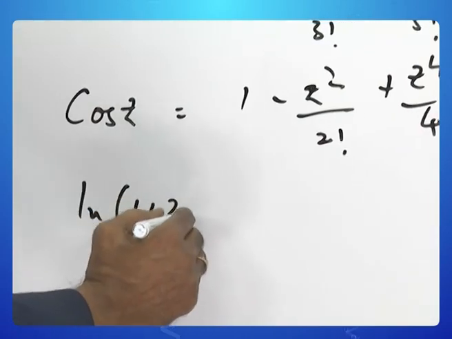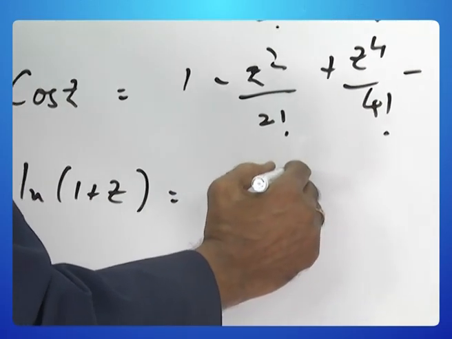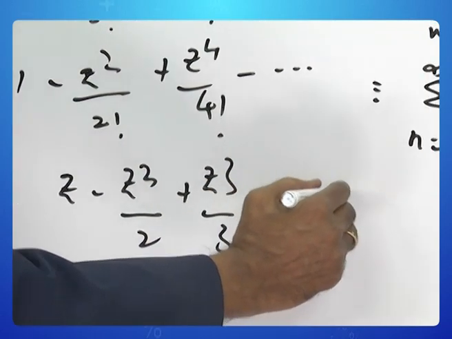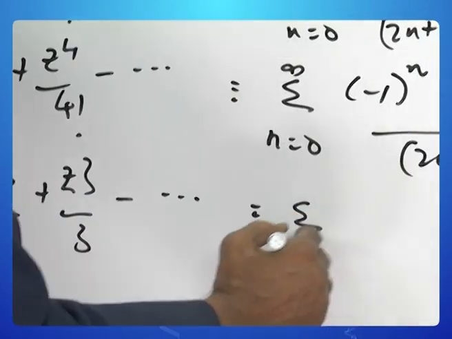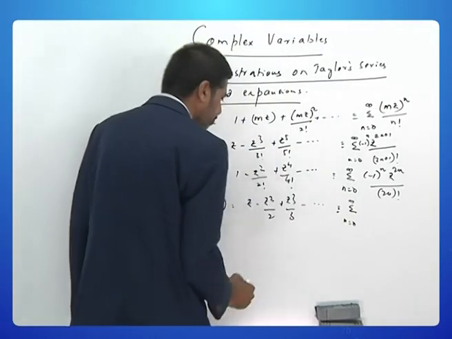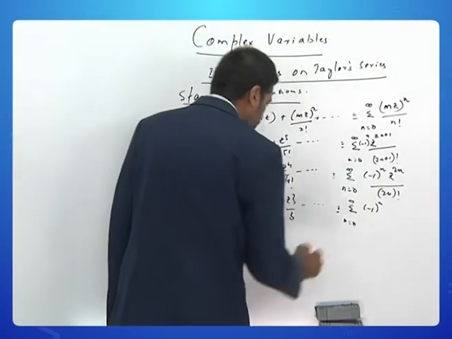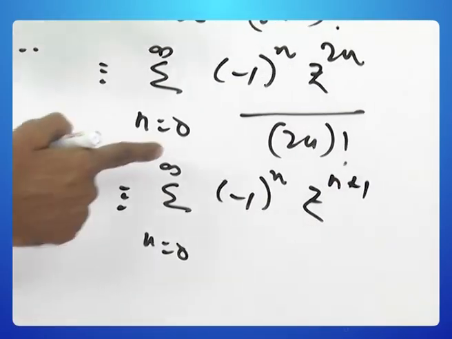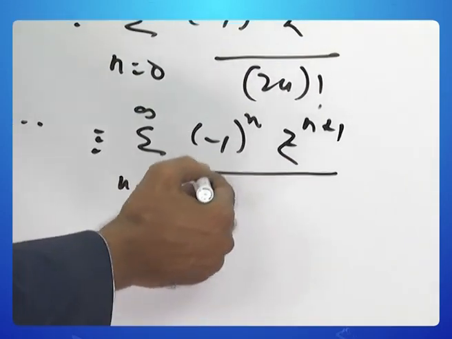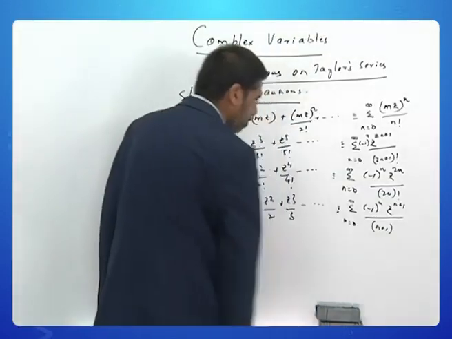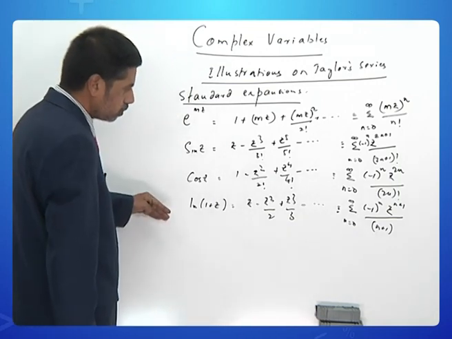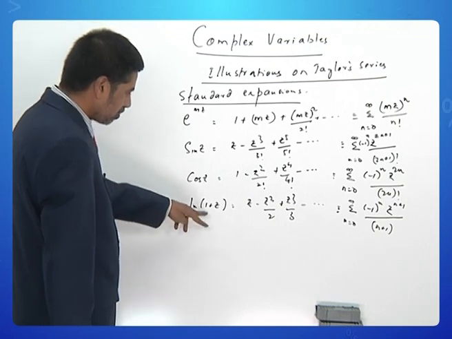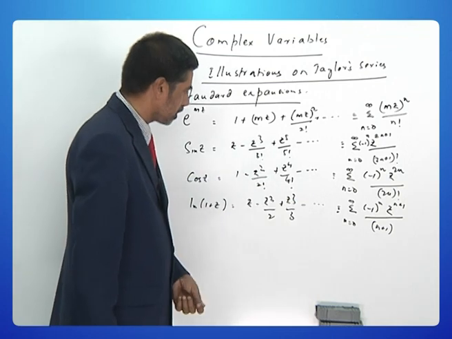Natural log of 1 plus z is z minus z square by 2 plus z cube by 3 minus and so on, which can be compactly written as summation n is equal to 0 to infinity, again minus 1 to the power of n, z to the power of n plus 1 by n plus 1, with n equal to 0 you get z there. So like this we can remember a few important expansions which can be very useful. With the log of 1 minus z, replace z with minus z and you will get a corresponding expansion.